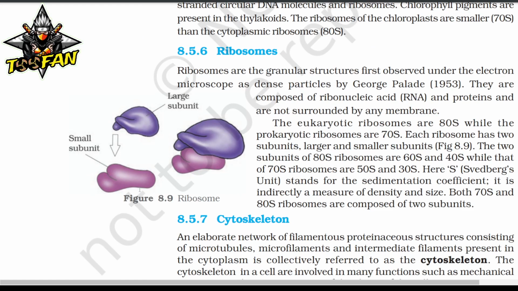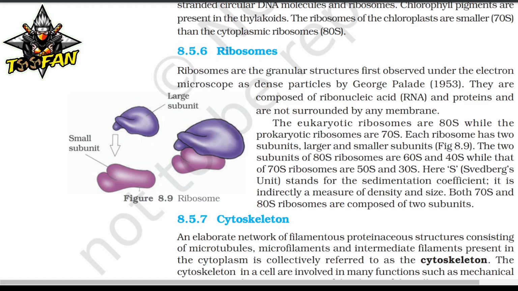Now, ribosomes. Ribosomes are granular structures first observed under the electron microscope as dense particles by George Palade in 1953. They are composed of ribonucleic acid and proteins and are not surrounded by any membrane. The eukaryotic ribosomes are 80S while the prokaryotic ribosomes are 70S. Each ribosome has two subunits, a larger and a smaller subunit.